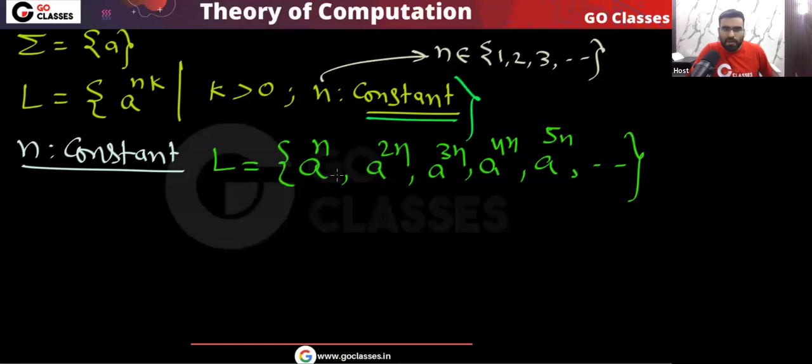So the language will be a^n, a^2n, a^3n, a^4n, because k is greater than 0. If I put k equal to 1, it will be a^n. If I put k equal to 2, it will be a^2n. If I put k equal to 3, it will be a^3n. So this is the language I will get.